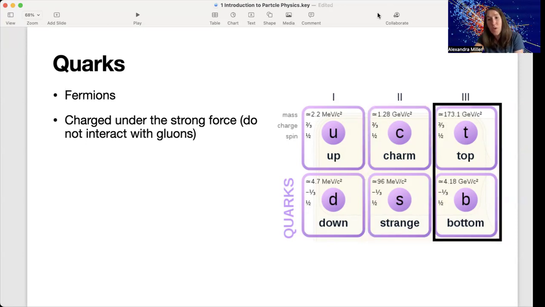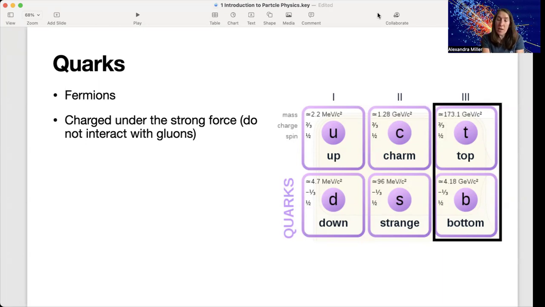And then we can go to our third generation, which is made up of the top and the bottom. Again, the top is even heavier than the charm. The bottom is even heavier than the strange. But their charge and spin characteristics stay the same. And so we're starting to see sort of some logic behind these generations that we have.